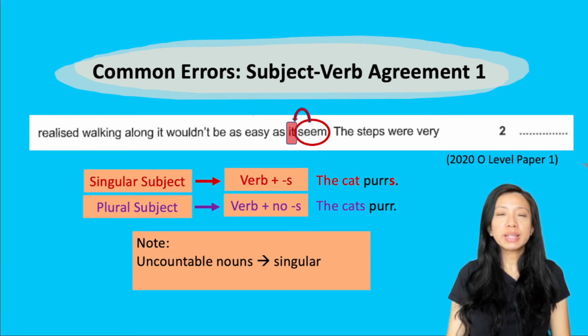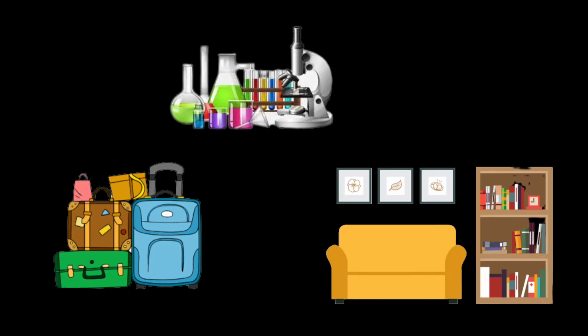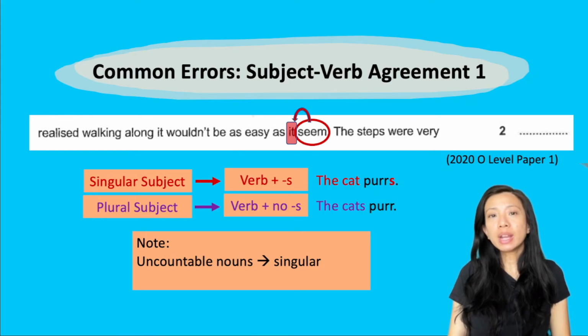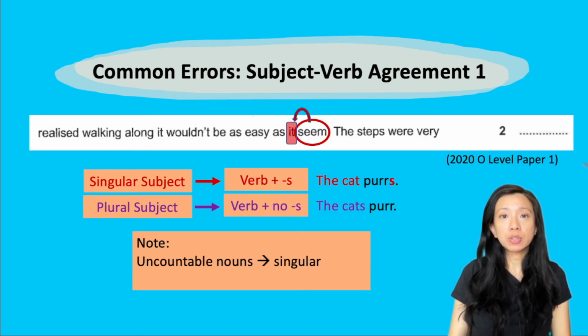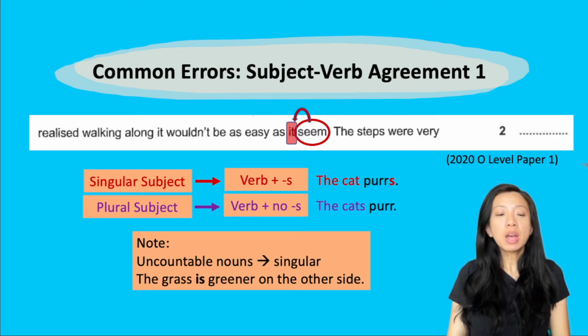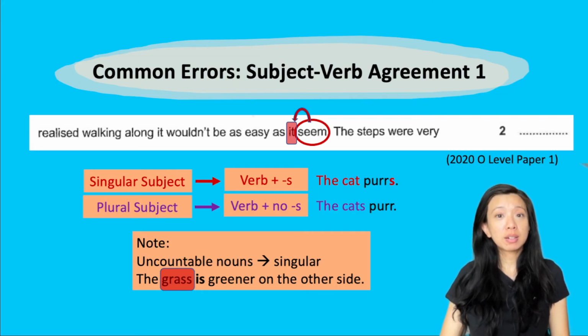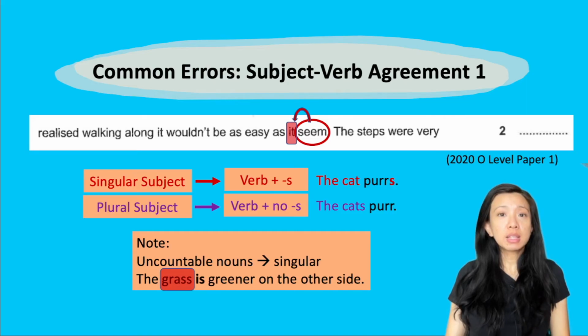One more thing to note is that there are uncountable nouns. For example, luggage, equipment, furniture, these are all uncountable nouns. So we cannot add an S to the end of these uncountable nouns, and they are considered singular nouns. For example, the grass is greener on the other side. So here, grass is considered an uncountable noun. Therefore, I should be using the verb is and not are. So going back to our question, the answer for this should be seems. It wouldn't be as easy as it seems.